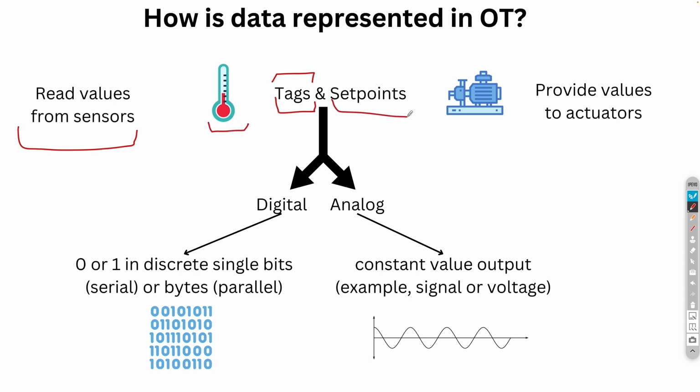And whenever you're sending a control to an actuator, it's actually referred to as set points. So we can say set points when we are writing, or tags when we are reading. The data value could be either digital or analog. Digital, usually it will be either 0 or 1 in discrete signal bits. It could be transferred over serial or bytes in parallel. So either 1 bit at a time as serial, or in bytes format, so in parallel.